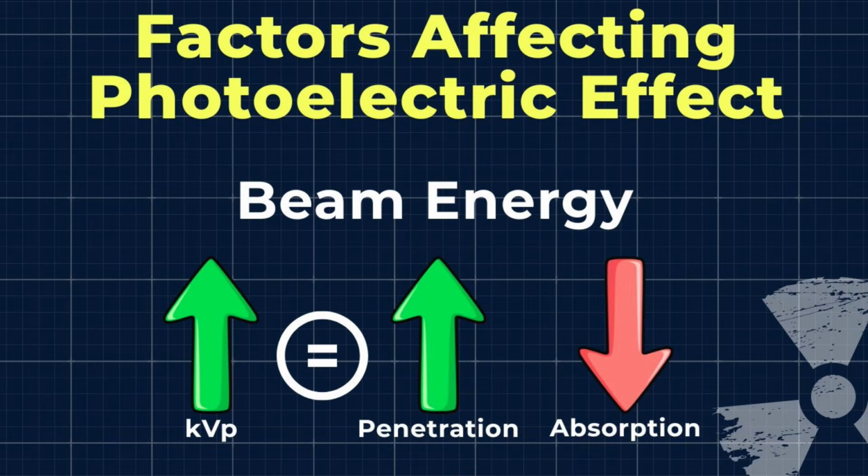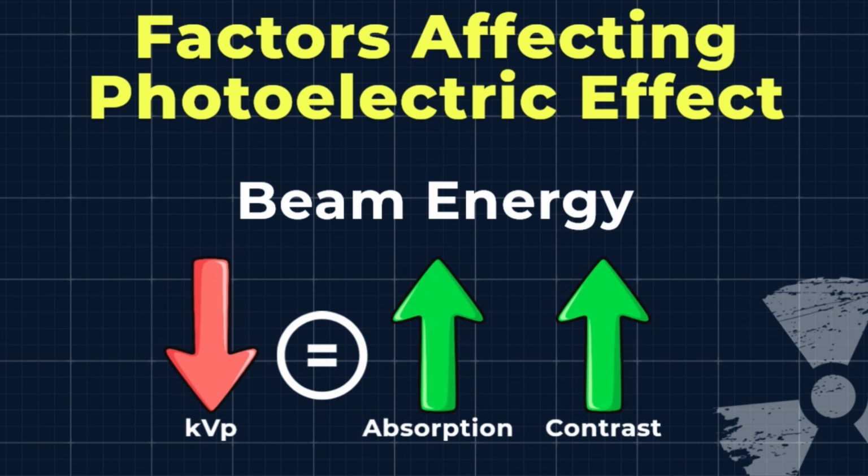Finally, beam energy also matters. As X-ray energy increases using high kVp, the X-ray beam becomes more penetrating. More photons pass through the patient without being absorbed, which means the proportion of photoelectric absorption goes down. Lower kVp, on the other hand, generally increases photoelectric absorption and increases image contrast, but it also increases absorption and therefore patient dose.